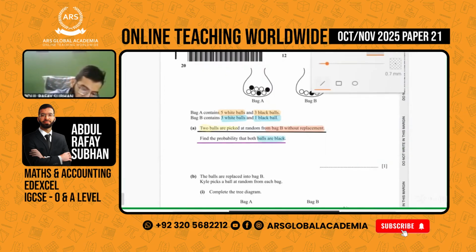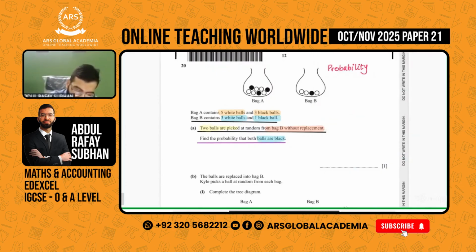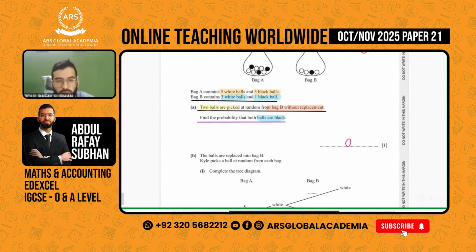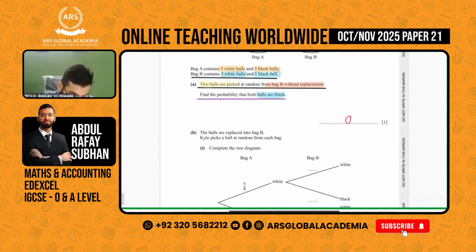As you can read, bag B only contains 1 black ball. So it is not possible to have 2 black balls. The probability for the first part is 0. It is not possible because there is no other black ball available in bag B. Understanding, students? So the probability will be 0.